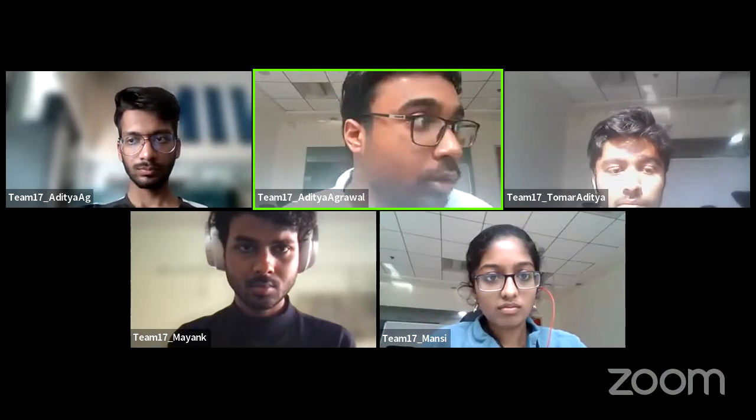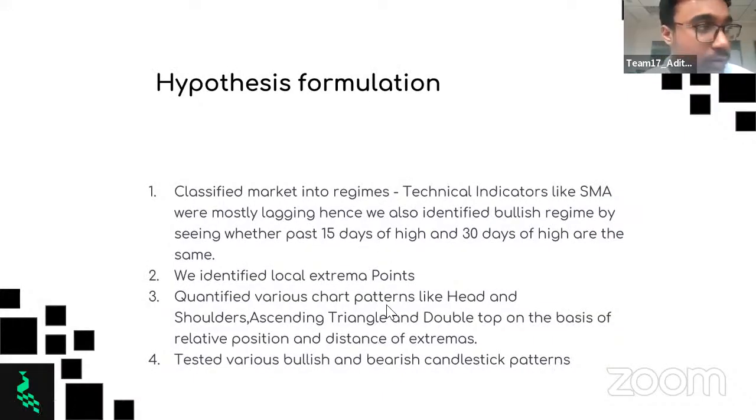So hypothesis formulation. In our hypothesis formulation process, we classified the market into different regimes. We tried using SMA, but SMAs in the technical indicators were mostly lagging. So we identified a bullish regime by seeing whether past 15 days and 30 days highs are the same. It means that the recent high was made 15 days ago. Also, while formulating our hypothesis, we identified local extrema points, maxima and minima points, and quantified various chart patterns like head and shoulders, ascending triangle, double top on the basis of relative position and distance of extremas. We also tested various bullish and bearish candlestick patterns.